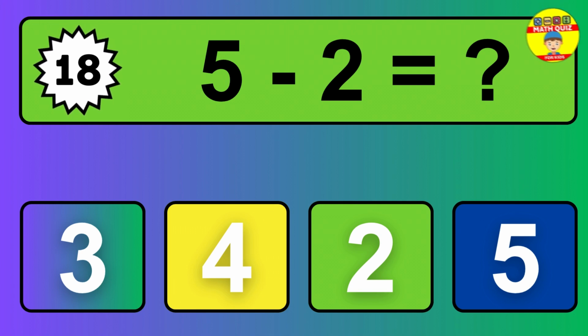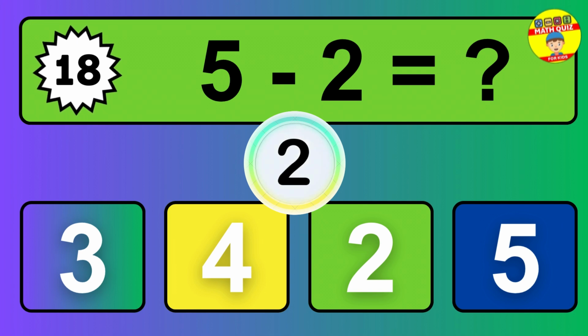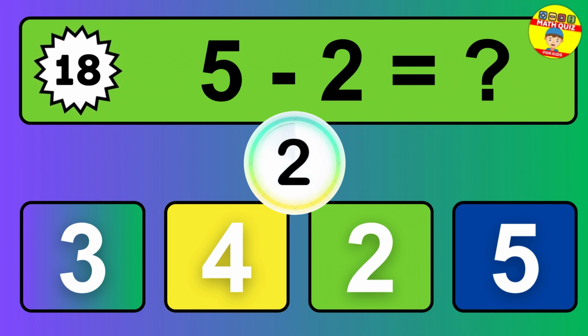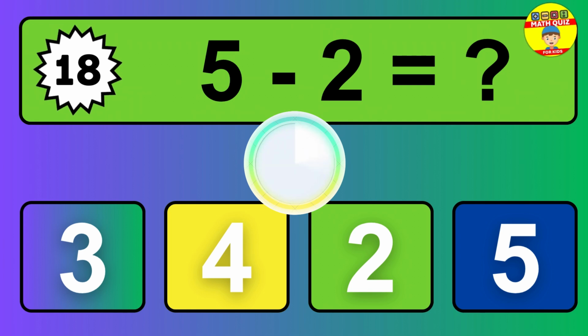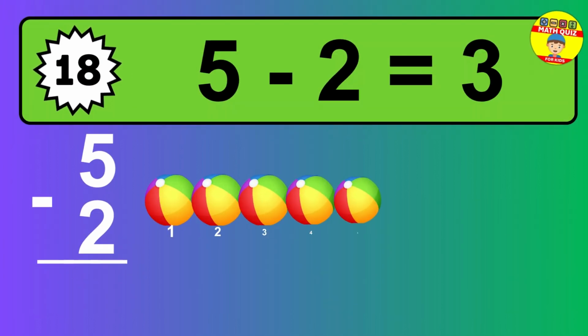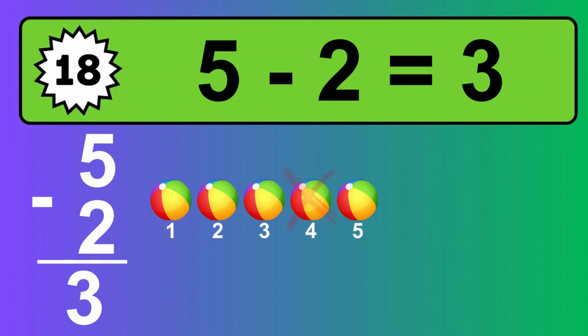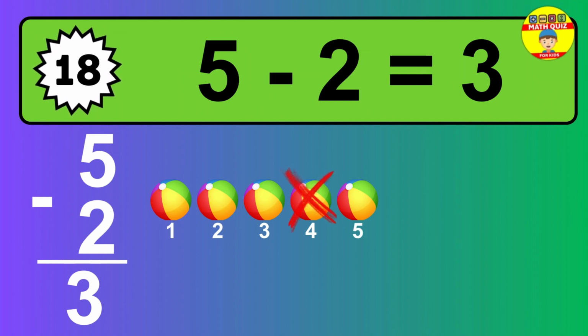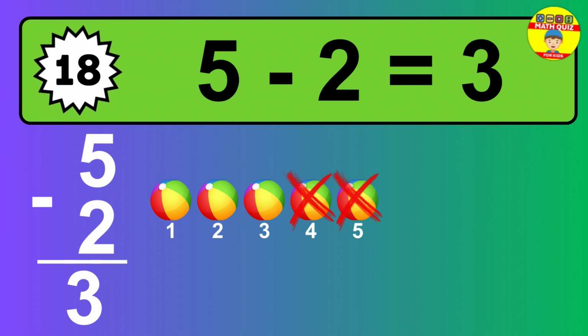Question 18. 5 minus 2 equals what? So, the answer is 5 minus 2 is 3. Let's count it. 1, 2, 3.